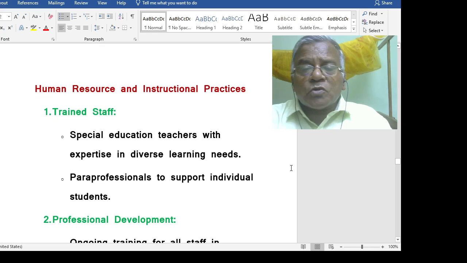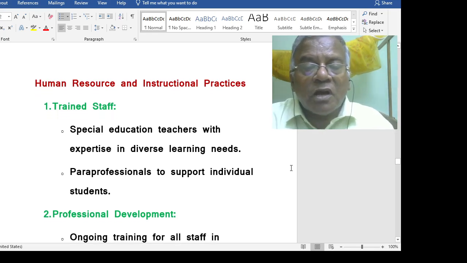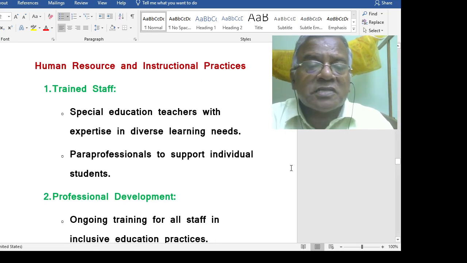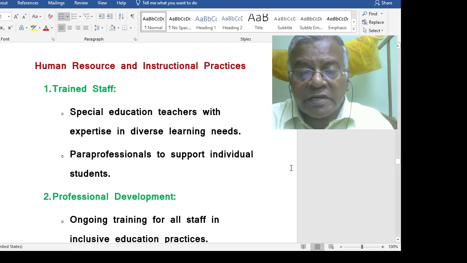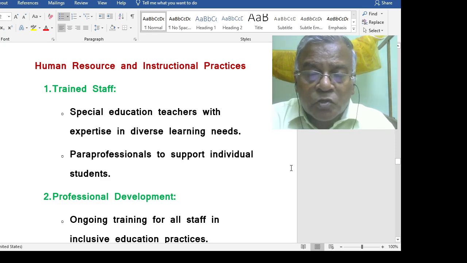Now, human resource and instructional practices: how we should prepare them, train the staff, special education teachers with the expertise in diverse learning needs, paraprofessionals to support individuals.